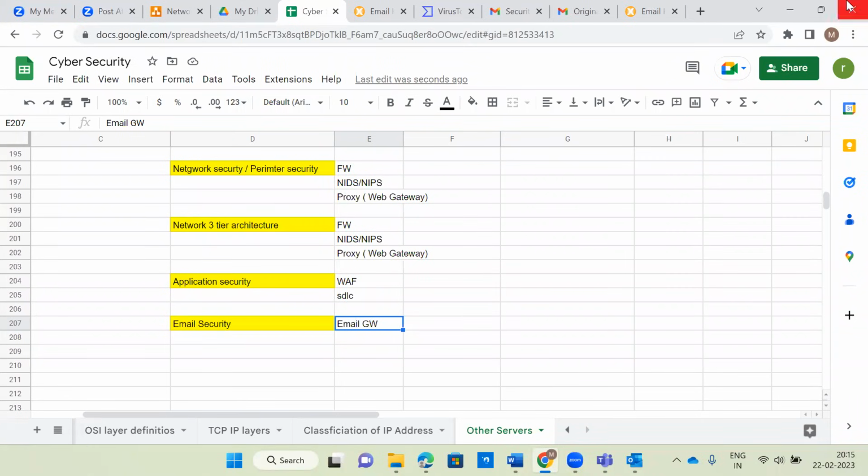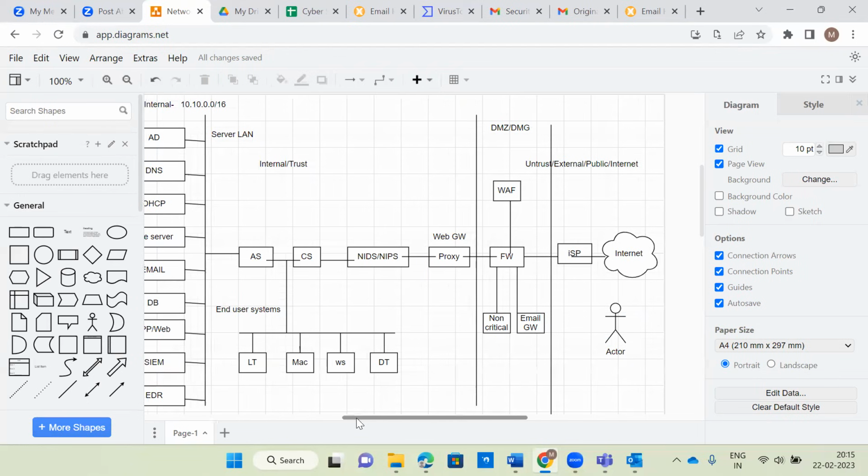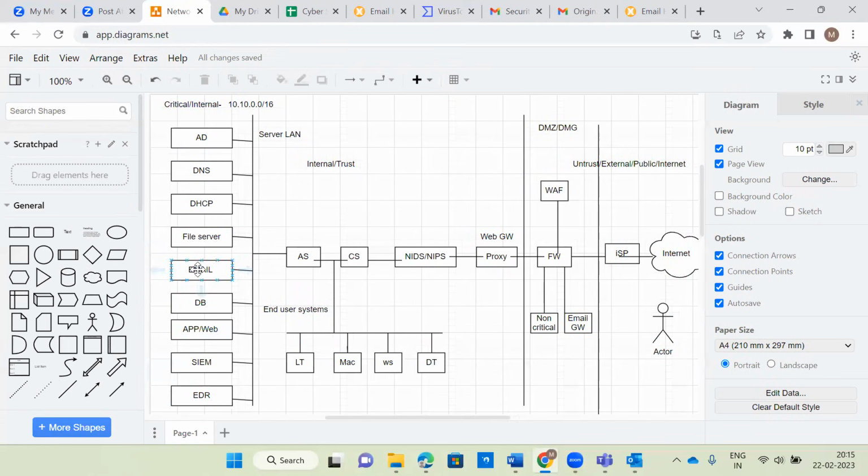So the email gateway will act as a bridge between external phishing attackers and the internal SMTP, email, or Exchange server. That is called an email gateway. Then what is a web gateway? A web gateway will act as a bridge or gateway between internal users and applications. Web means applications.